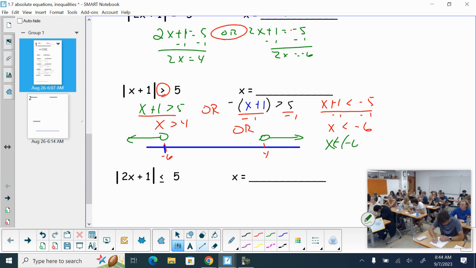So we have negative infinity to negative 6, open on both ends, union 4 to positive infinity and beyond.